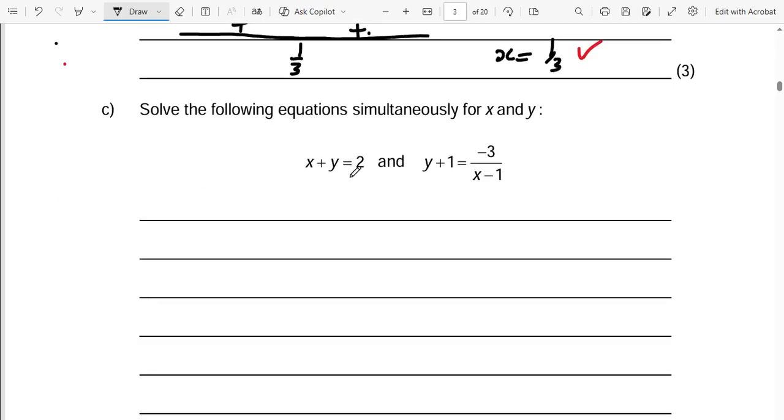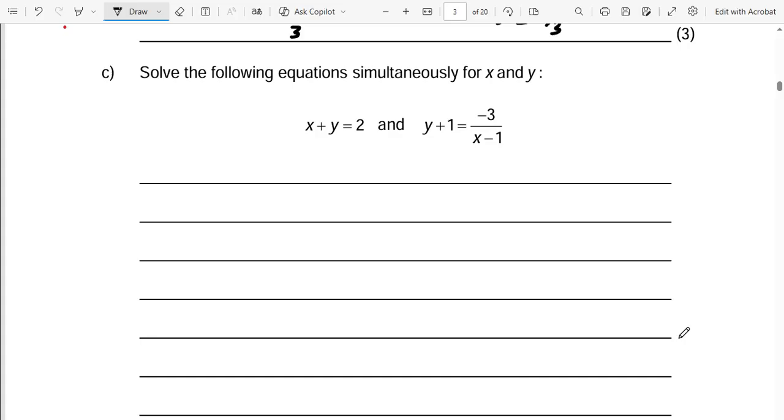Solve the following equations simultaneously for x and y. So, an exam tip that I can give you with this one: the first step is to create one variable the subject of the formula between x and y.